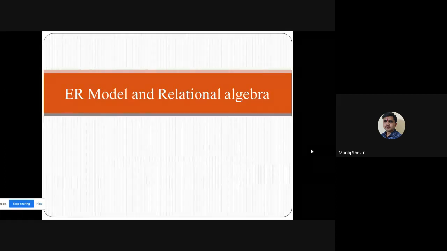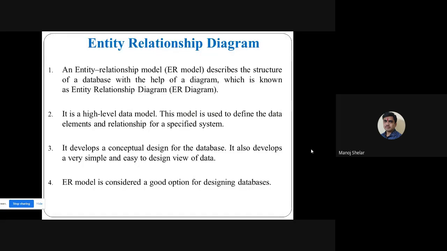So the points are the ER model and relational algebra. These 2 points are discussed in today's GATE lecture. I think all of you know the entity relationship diagram, because some concepts are covered in the curriculum. So, the entity relationship diagram. What is an entity?